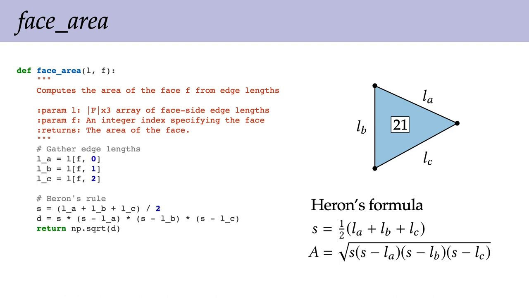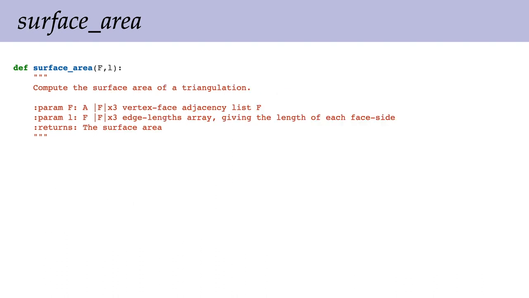First, we gather the three edge lengths, and then we apply Heron's formula in order to compute the area of that triangle. So this routine takes the edge lengths array and a face index as input and outputs the area of that one face. When we can compute the area of one face, we can then loop over all the faces to compute the surface area of a triangulation.